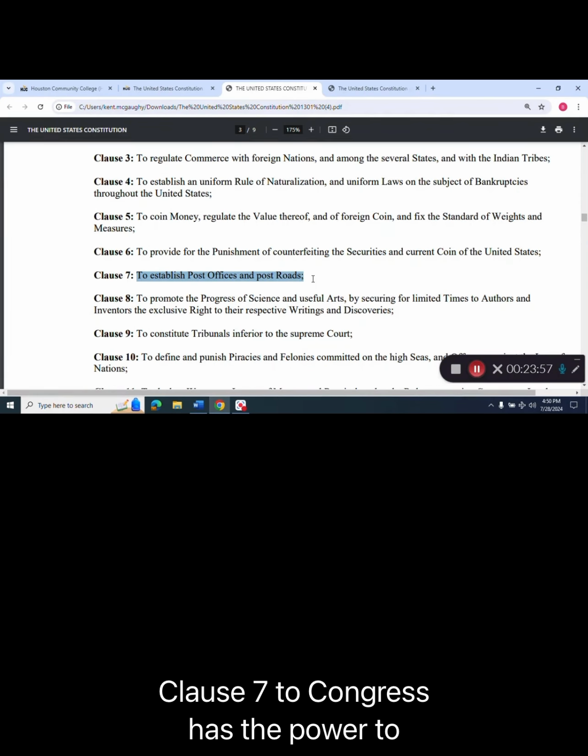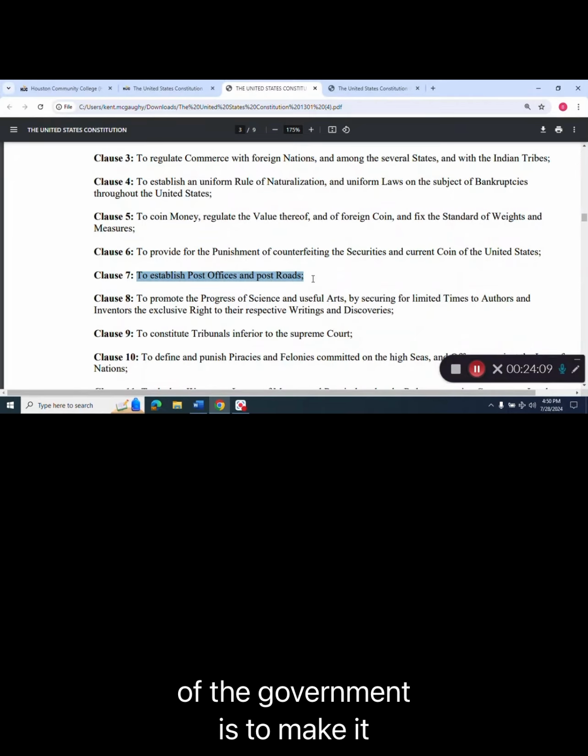Clause 7, Congress has the power to establish post offices and post roads. So again, something that has always been considered a central responsibility of the government is to make it possible for mail to be delivered. And in order for mail to be delivered, we have to have post offices and roads where the postal carriers could get from one place to another.